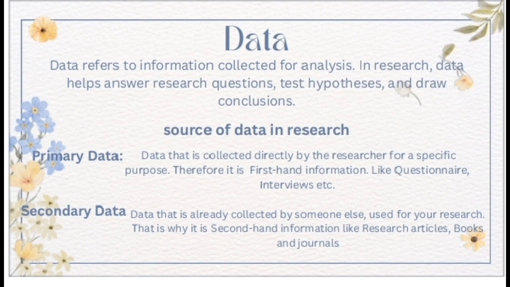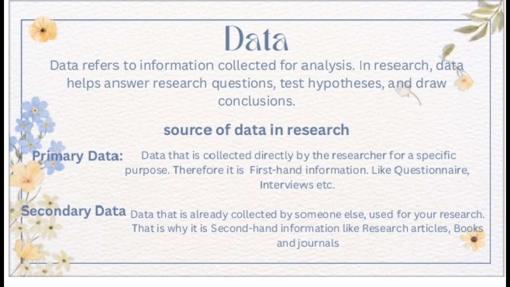Okay, so then we have sources of data. Now we know what data is. That means the collection which we got from the participants, which helps us to draw our conclusion. Now sources means how can we get data, what are the sources of getting data. Source means the origin, from where we can get the data. So there are two sources of data. First is primary data, and second is secondary data.